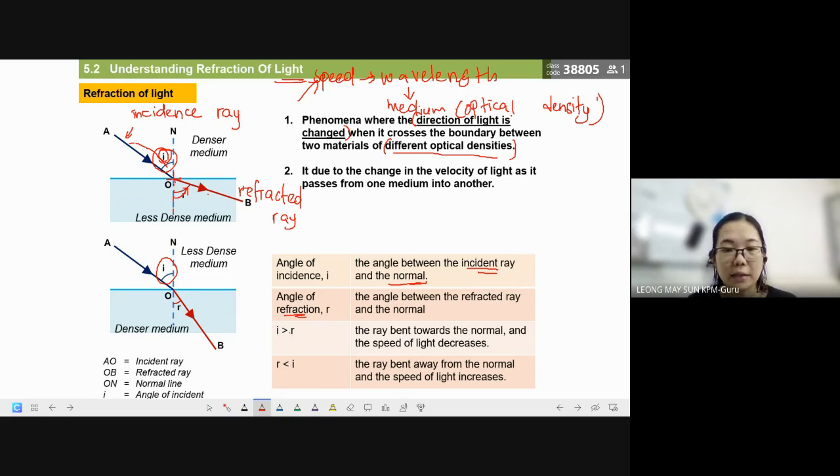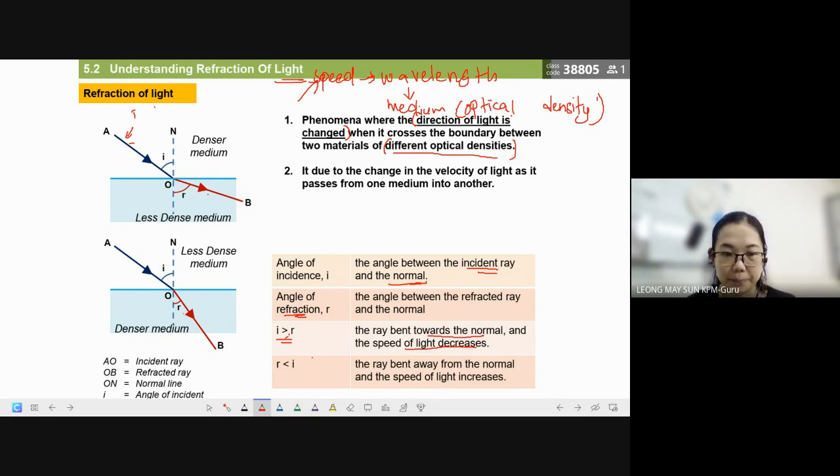Let me erase everything off. When the incident angle is more than the refracted angle, the ray bends towards the normal. That's why the refracted angle is smaller. And when it bends towards the normal, the speed of light decreases.